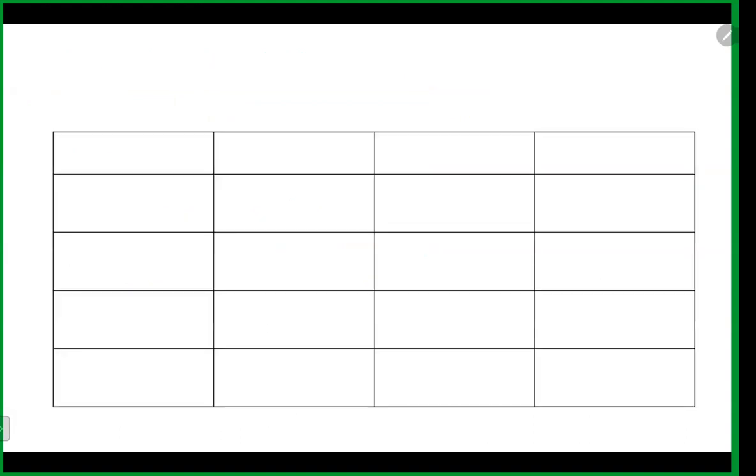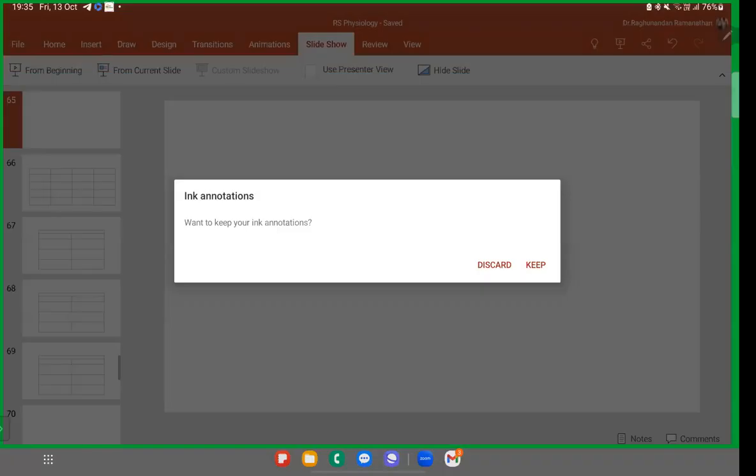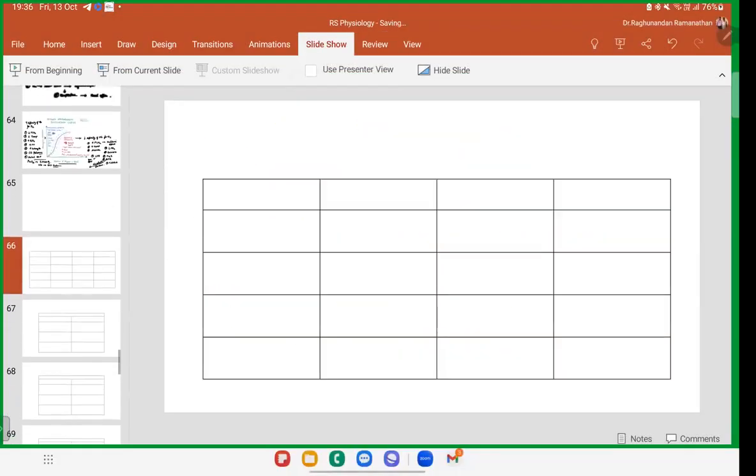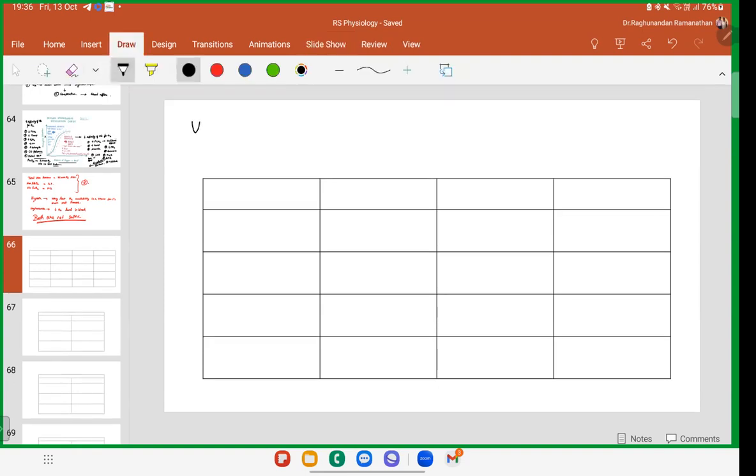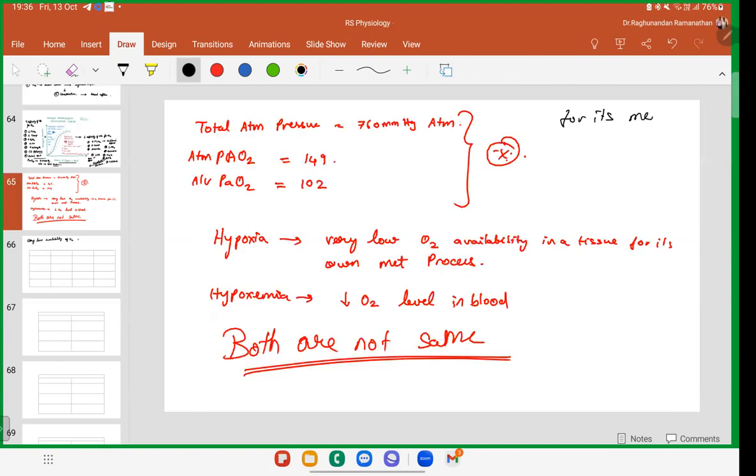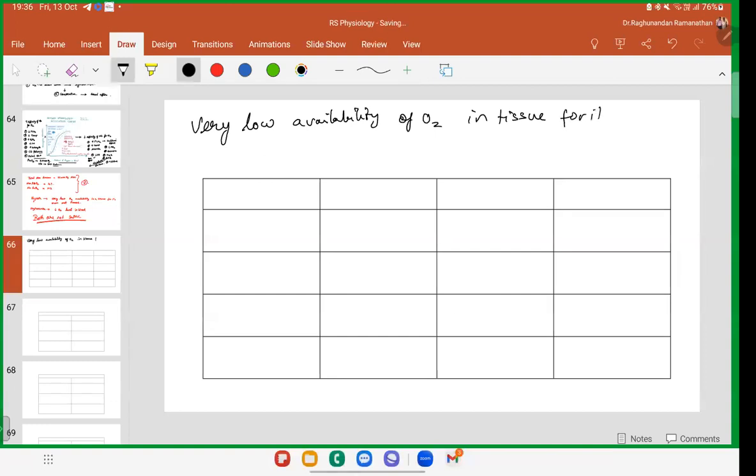Now let's see hypoxia and hypoxemia in detail, guys. First one, hypoxia. I told you already what hypoxia is. Hypoxia means very low availability of oxygen in tissue for its metabolic purpose. This is called hypoxia.